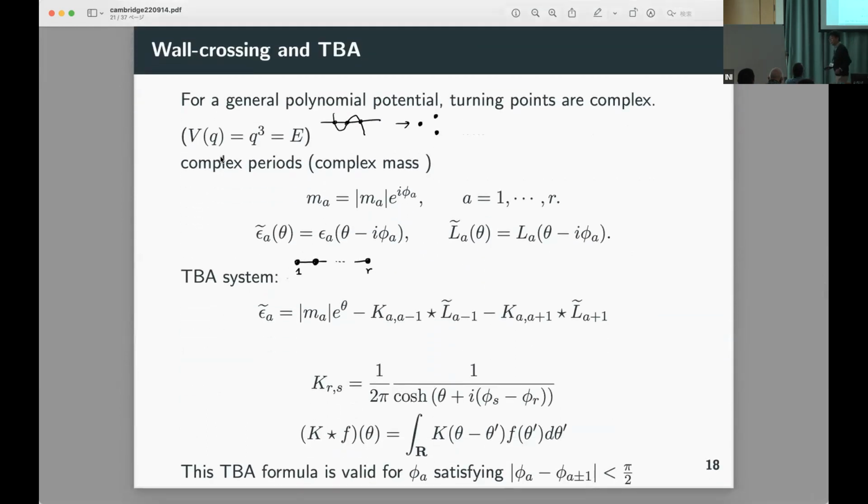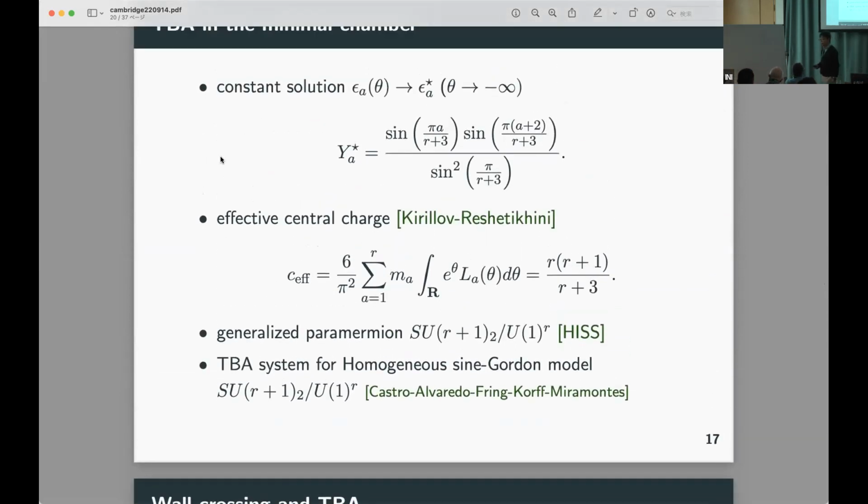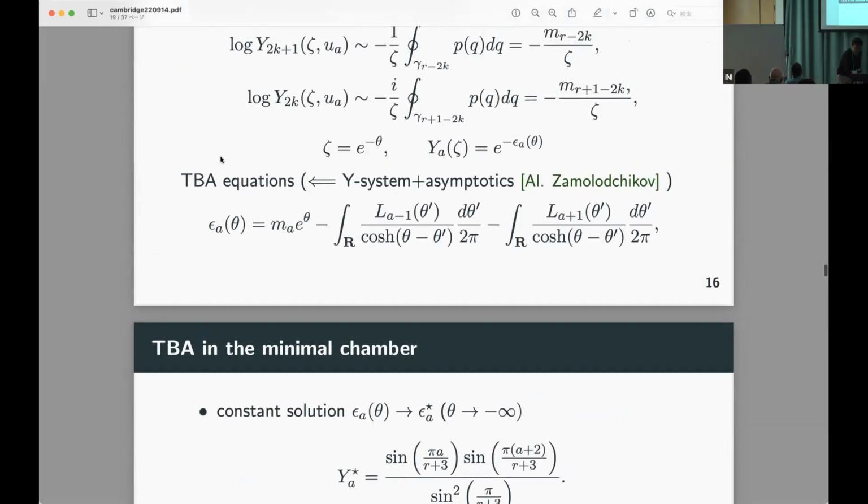Yes. When you talk about this central charge, is this a property from the Toda field theory, or is this derived from the TBA equation itself? It's a property of the TBA equation. So how should I think about it?